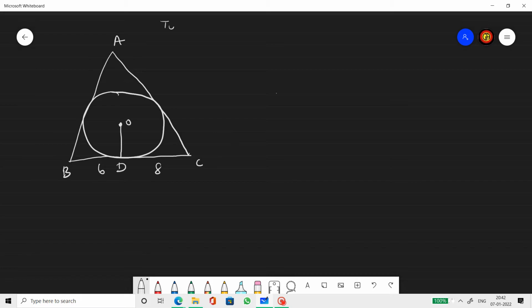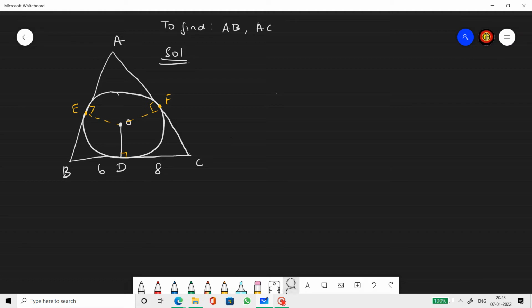So to find AB, AC here. So solution, since BD is 6 centimeter, let's name this point E and let's name this point F. And let's join O to E and O to F. OE being the radius forms 90 degrees, OF is also 90, OD is also 90, because the radius meets the tangent at 90 degrees.